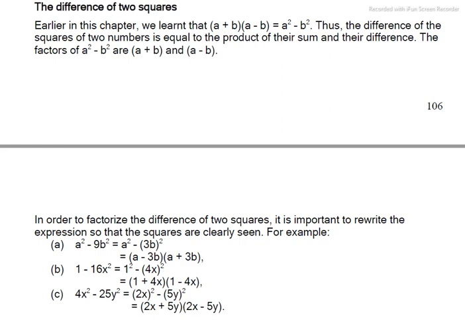The same applies to part B, where we have 1 minus 16x squared. We shall change the 16 to its square, which is 4 squared. And of course 1 is a square number because 1 times 1 is 1. So it gives us 1 squared minus (4x) squared, which is the same as (1 plus 4x) into (1 minus 4x). That is how we shall factorize difference of two squares.